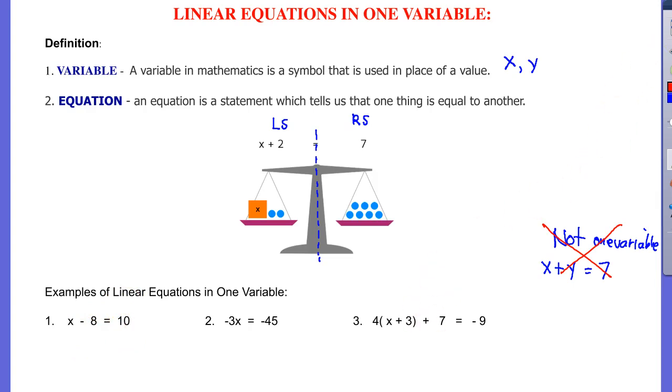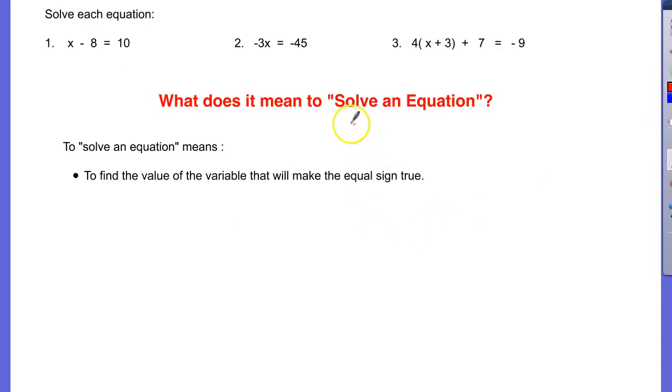So, how do you solve linear equations? That's our next thing. Usually they'll give you the instruction. It's going to look like this. Solve each equation. Then they will give you the equation. So, what does it mean to solve an equation? Well, to solve an equation, it's to find the value of the variable that will make the equal sign true. So first you figure out what's your variable. Let's say for example, this one here, x minus 8 equals 10. So your variable is x, right?